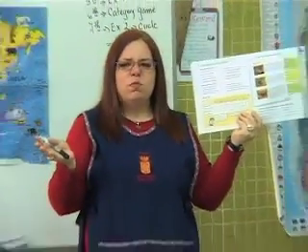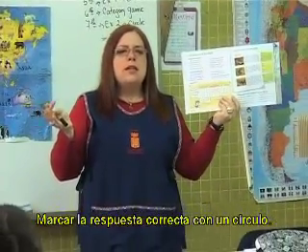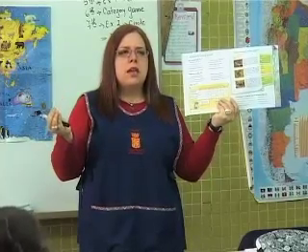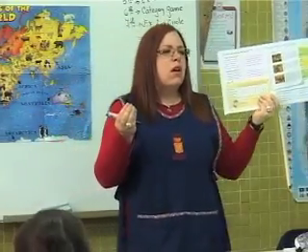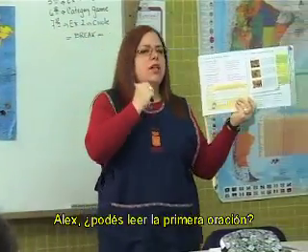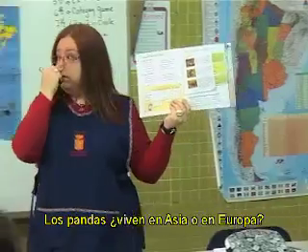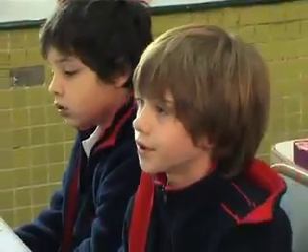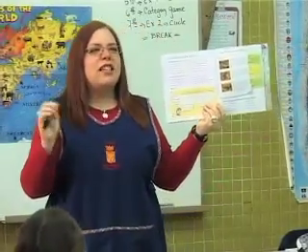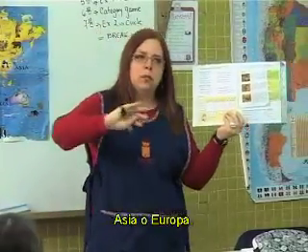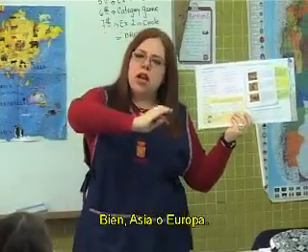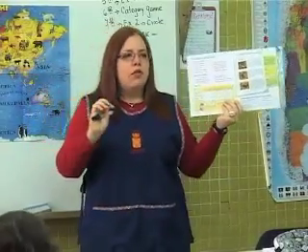To do? We have to circle. Circle. Correct. ¿Y qué tipo de palabra tengo que circle? Alex, can you read the first sentence? Pandas live in Asia or Europe. Or Europe. Fantastic. Entonces, ¿entre qué tipo de palabras tengo que elegir? Okay. Asia or Europe. Fantastic.